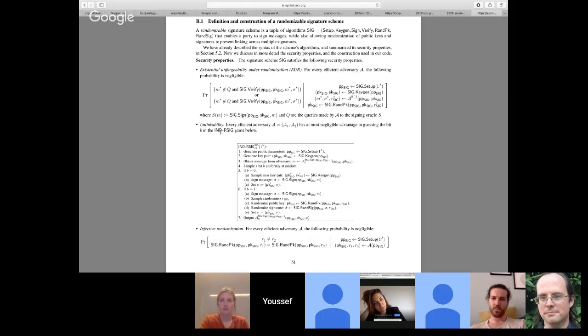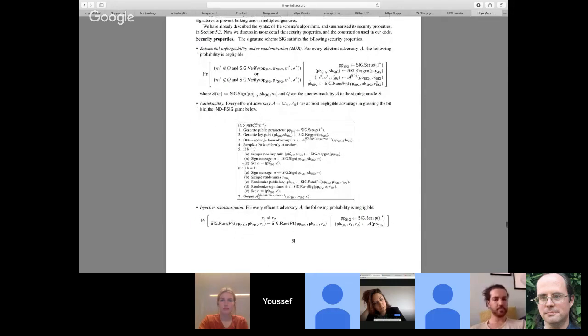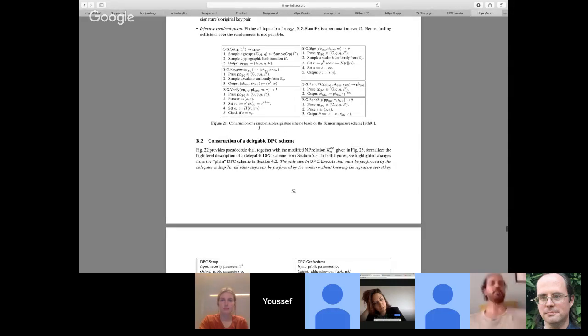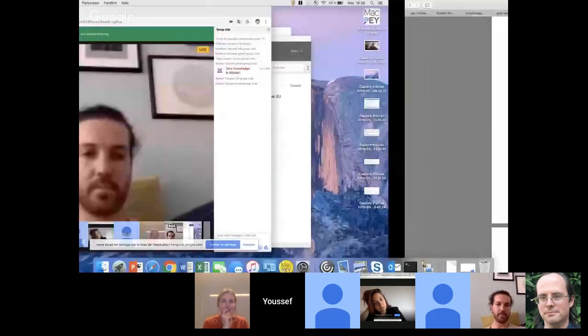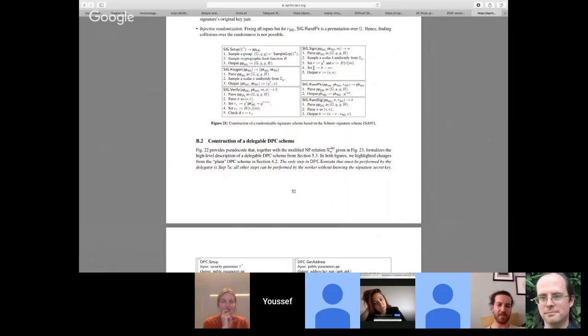And how you randomize the signature, you have to look at how the Schnorr signatures are computed. So the Schnorr signature is basically this. Is the screen sharing still working? Yeah. Okay. So the signature is this.